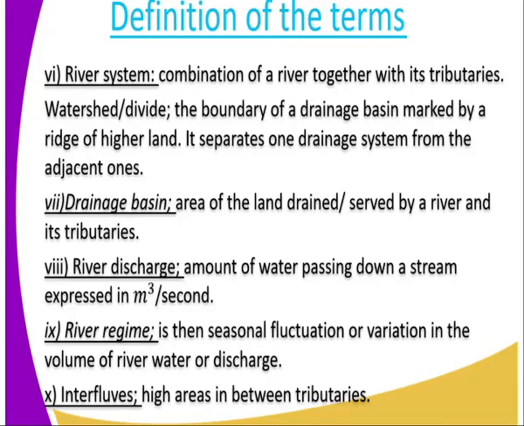Then we have the river discharge. This is the amount of water passing down a stream, and it is usually expressed in meters cubed per second. Then we have the river regime. This is the seasonal fluctuation or variation in the volume of river water or discharge. Then we have the interfluves. These are areas in between the tributaries.